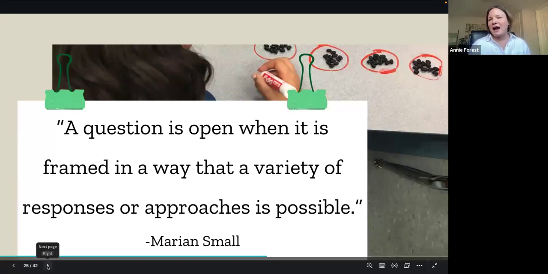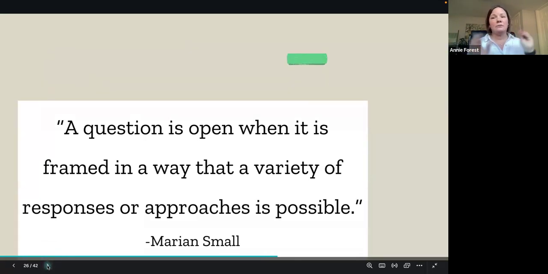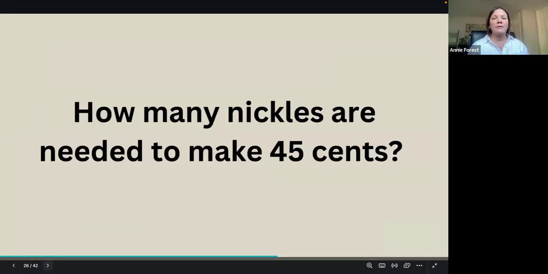So many districts right now are either in the first years of a curriculum adoption or maybe even doing one. So let's say you have a book that you're supposed to use, or a resource or whatever it is. Here's an example of a closed question, like a word problem that you could find in any curriculum: How many nickels are needed to make 45 cents?